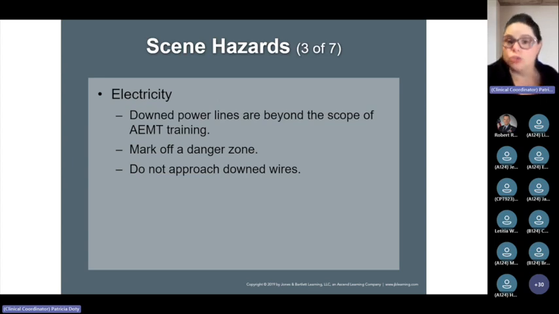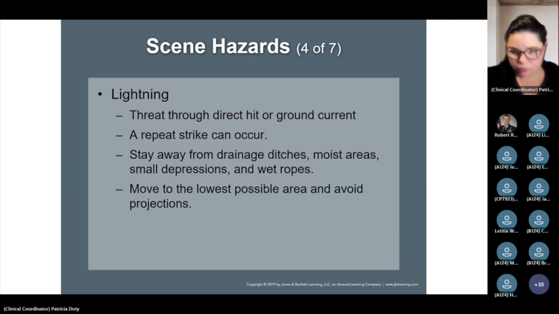Okay. Electricity. If there's down power lines, back up. That's not my job. I don't have qualifications to mess with that. I'm not going to. I'm going home tonight. Nope. No, thank you. That's beyond our scope of the advanced EMT or EMT, EMR, paramedic, RN. I don't care what you have behind your name. It's not cool. So mark off your area as a danger zone and just don't approach it. And make sure you make the right phone calls.